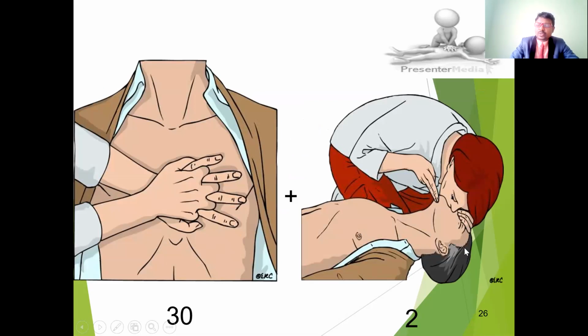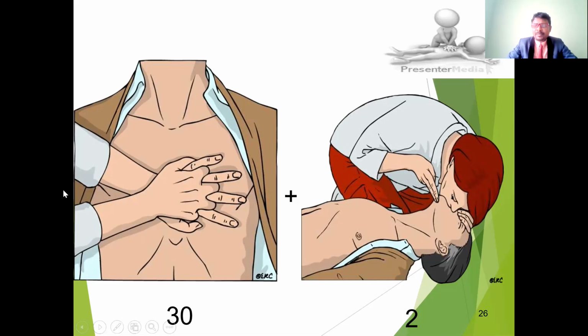The 2 breaths must also be given with the head tilted in a special position. Only then will the breath go properly into the lungs. Otherwise, if the patient is in a neutral position, whatever mouth to mouth or mouth to nose respiration you do, the air cannot enter the windpipe or the lungs. So that is the important feature while giving mouth to mouth respiration.